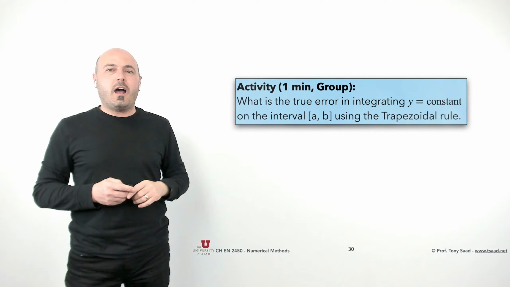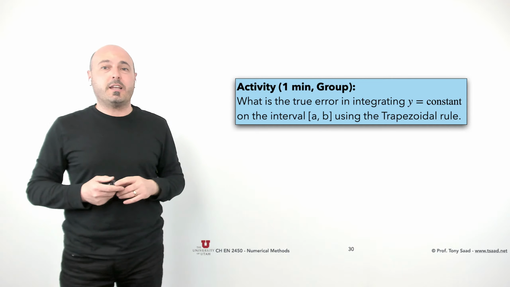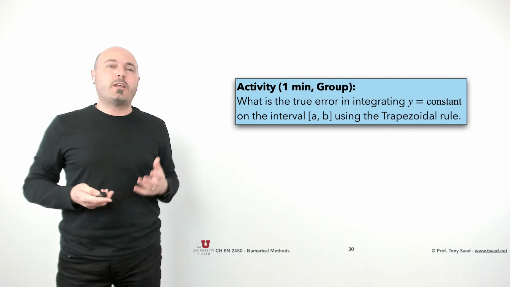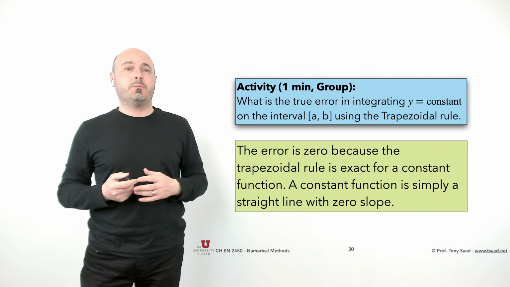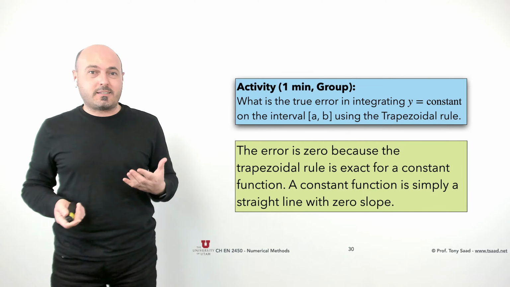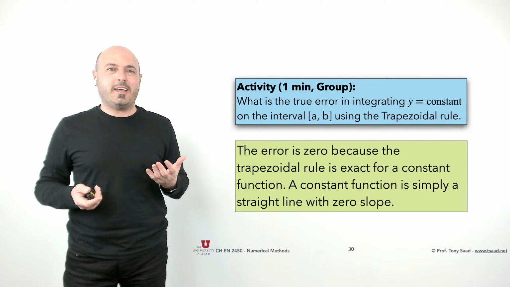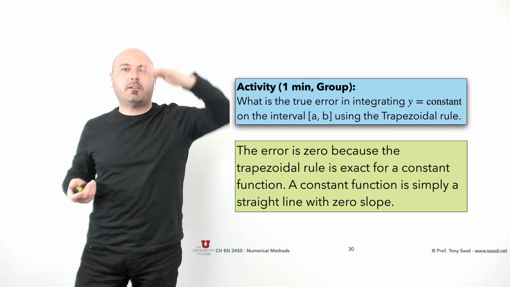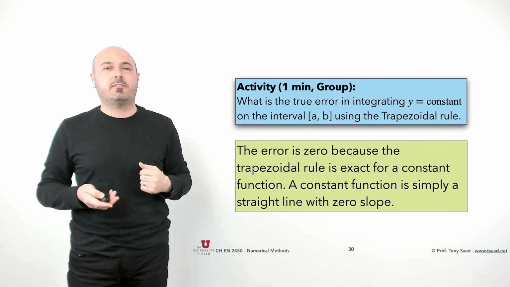Okay. Now, what is the error in integrating a constant on the interval a and b using the trapezoidal rule? This would have been an activity, but I'll give you the answer right here. It is also 0 because a constant function is by definition a straight line. Okay, it's by definition a straight line with a 0 slope. Really, it's just a straight line. So the trapezoidal rule is also going to be exact for a constant function.